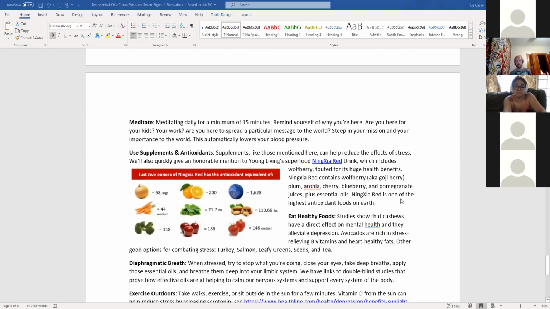So we talked about using supplements and antioxidants. We're going to give an honorable mention, of course, to Nature Red, because it really needs to be talked about. We all know about Nature Red. That Nature Red drink is so amazingly good for us.